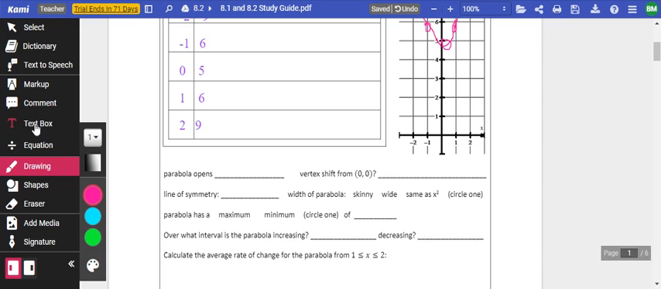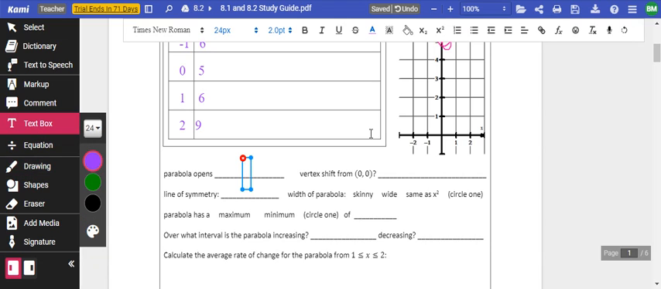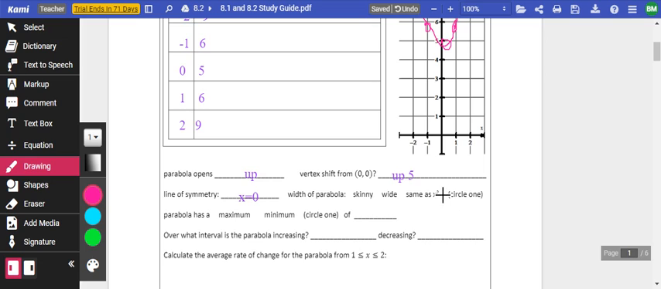This parabola opens up. We shifted from 0, 0, we went up 5. The line of symmetry is x equals 0. It's where I can cut it in half and fold it in half, and it's the same on both sides. It is the same as x squared. I didn't change the width of my parabola. It does have a minimum, not a maximum.